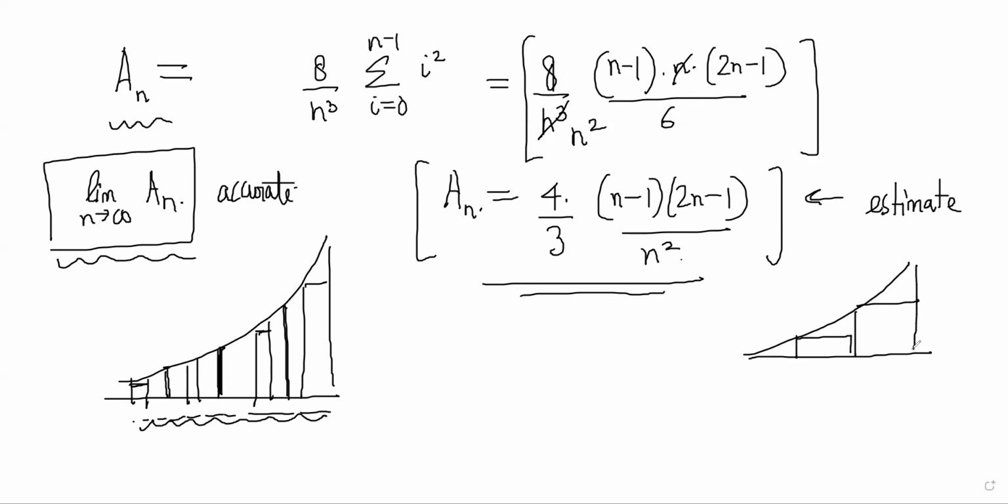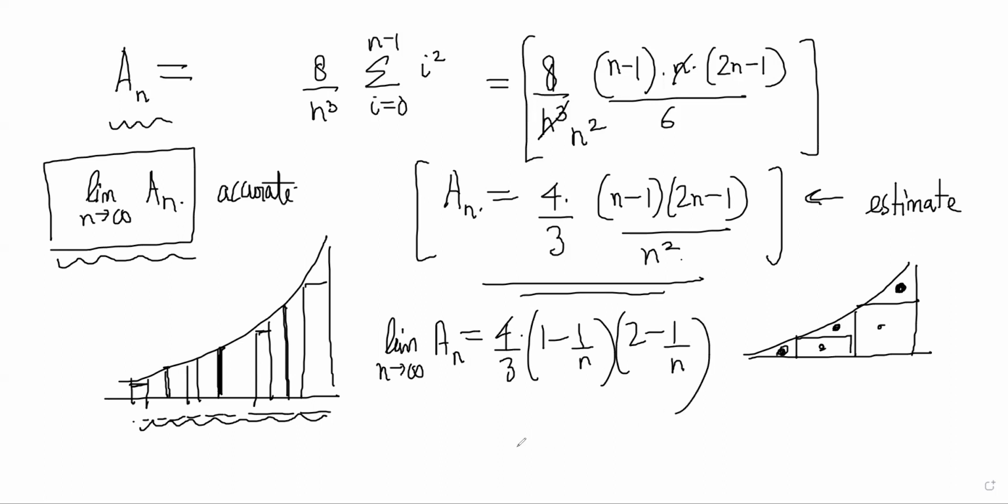If you take only 2 rectangles, for example, there is such a big error, right? This much error, this much and this much and this much, right? However, if you take 200 rectangles, it will be much better, no? So now take the limit here, limit n tends to infinity of an. You can divide by n square and write it like this, 4 by 3, 1 minus 1 by n, and 2 minus 1 by n, right? And when you put limit n tends to infinity in this, you will get 8 by 3.